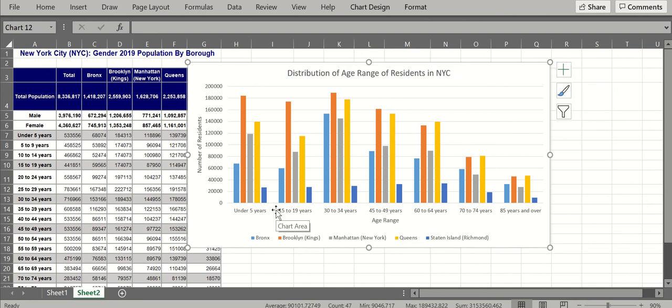So this is showing us that the majority of the younger population, under 5, 15 through 19, 30 through 34, and even 40 to 49, live in Brooklyn. But as you get to the older generation, starting from 40 to 49, and then 60 to 64, 70 to 74, 85, it starts showing that more of them are living in Queens.